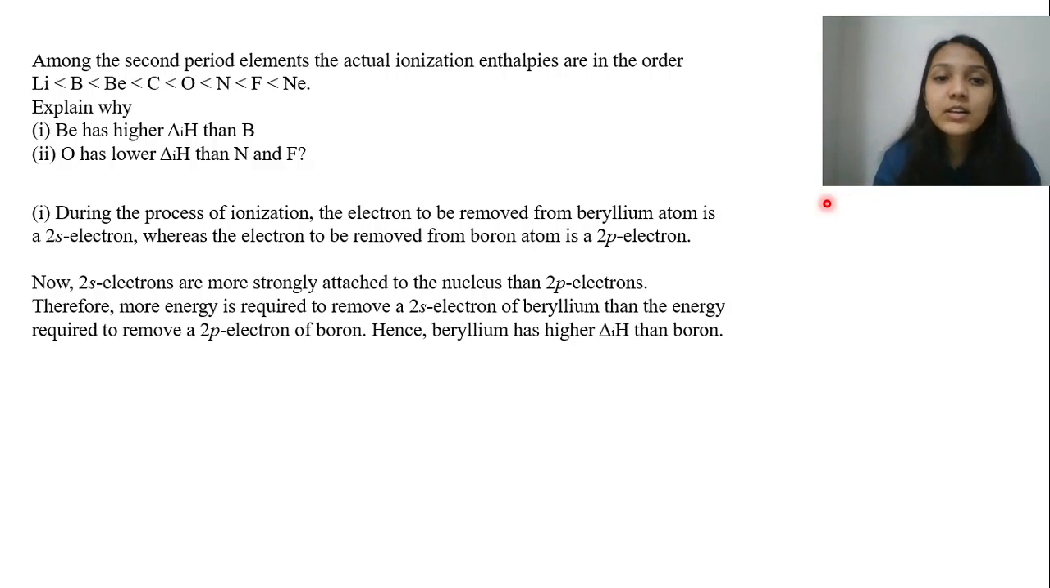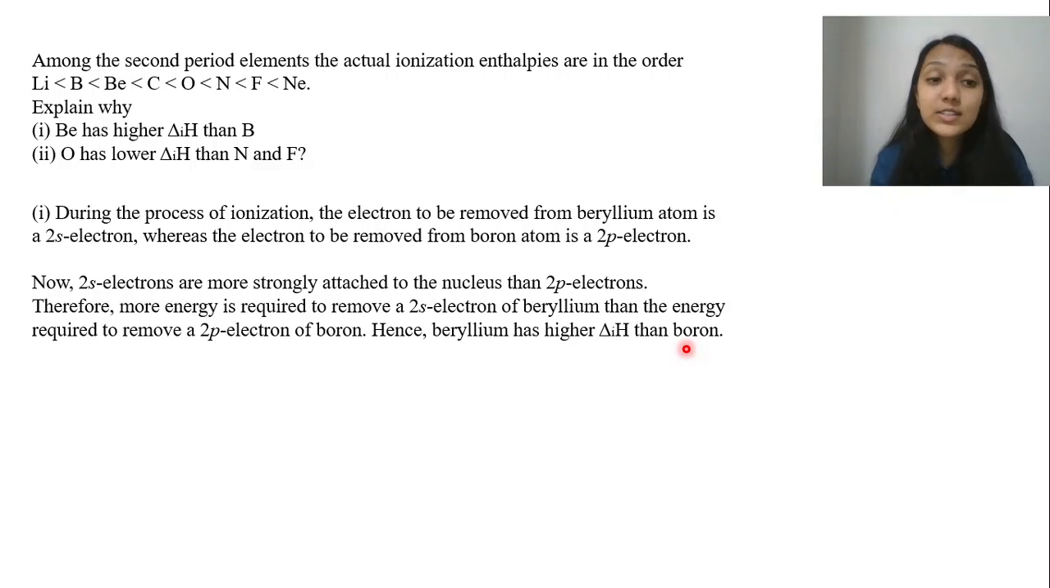Hence, the electron to be removed from the beryllium atom is a 2s electron, whereas the electron to be removed from boron is a 2p electron. Since this 2s electron is more strongly attached to the nucleus than the 2p electron, more energy is required to remove 2s electrons from beryllium than to remove 2p from boron. Hence, beryllium will have a higher ionization enthalpy than boron.